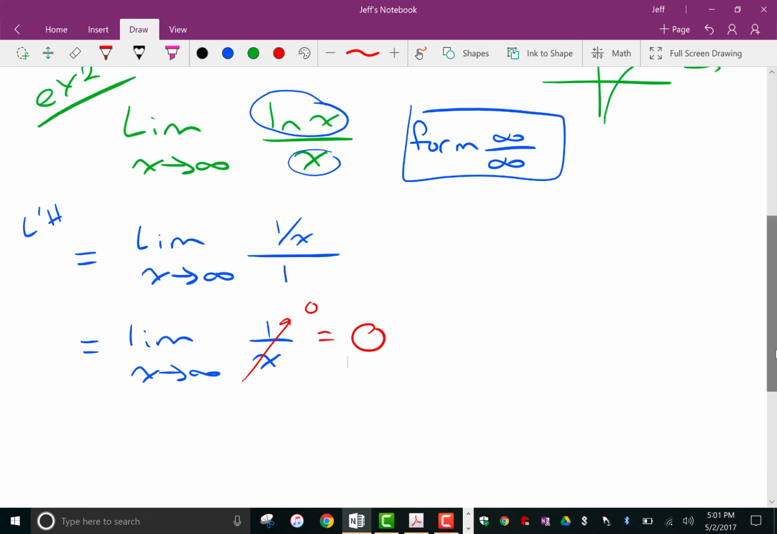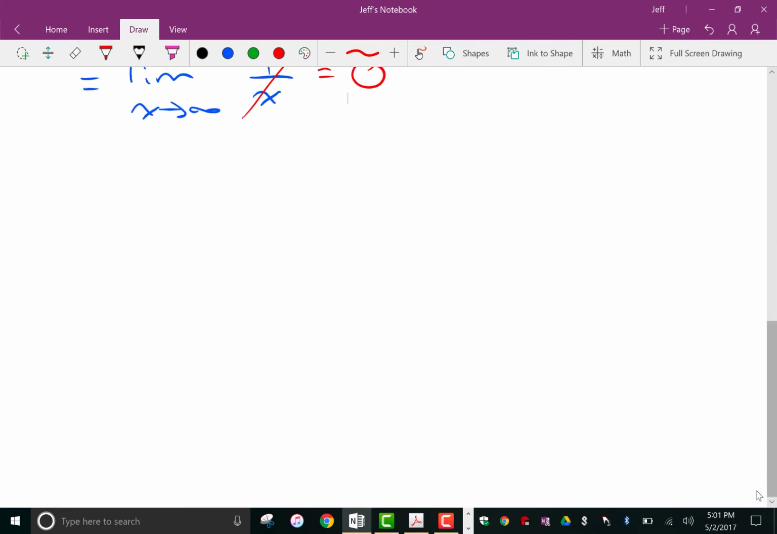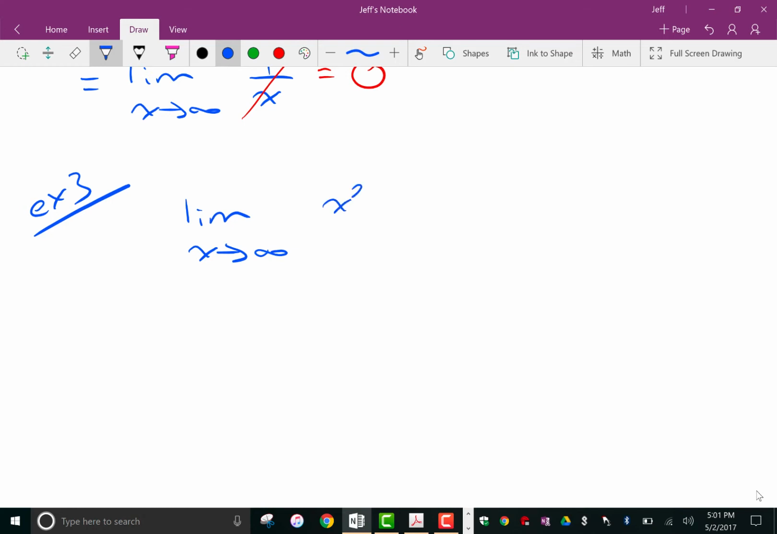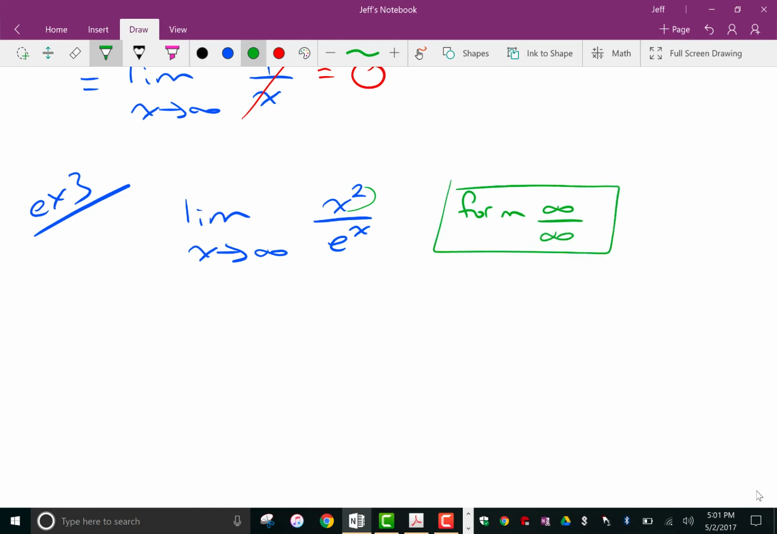Okay, let's see if we can find a couple more examples. Let's look at example 3. How about the limit as x approaches infinity of x squared divided by e to the x. All right, so our form of this limit is that the top is approaching infinity, and the bottom, e to the x, is also approaching infinity. So this tells me that I am allowed to use L'Hopital's rule. So I will use it, indicate that I am about to use L'Hopital's rule.